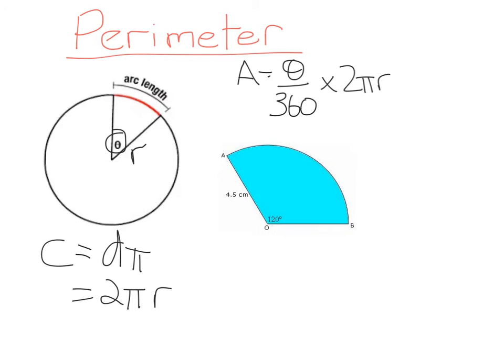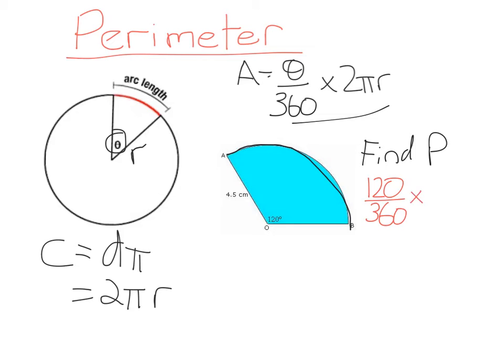In this example, I'm going to find the perimeter of the whole shape. I'm just going to call it P for perimeter, okay? First I'm going to find the arc length, which is this part of the circle here. So I use the formula up above. It's theta, the angle at the center of the circle of this arc. So it's 120 divided by 360, which is a third, because this is a third of a circle, times 2 pi times radius, which is 4.5. And that is the arc length. Putting that in our calculator, we get about 9.42.